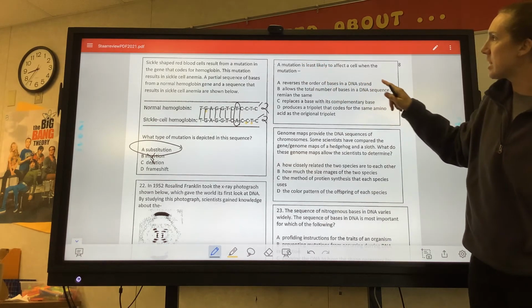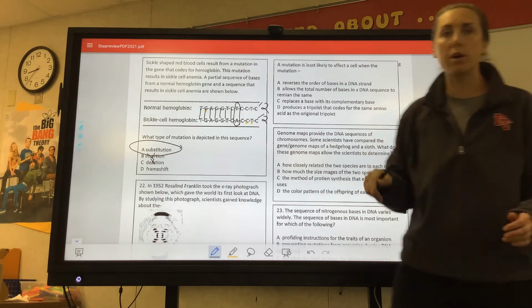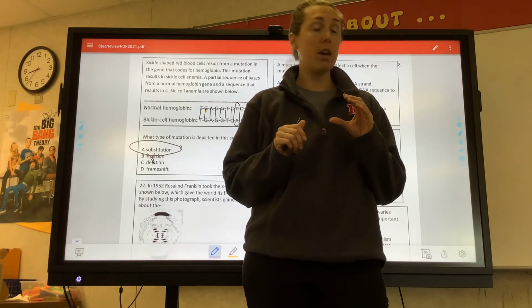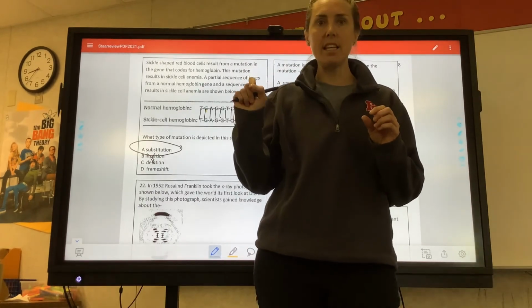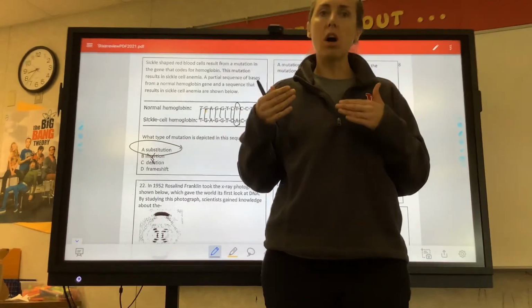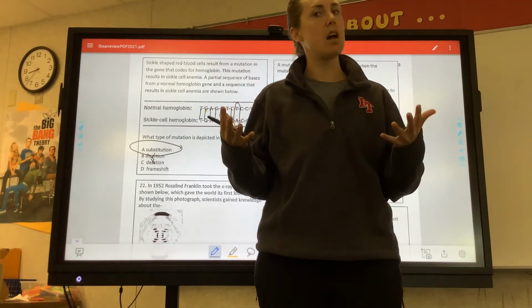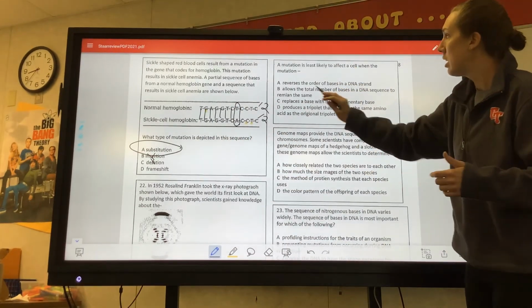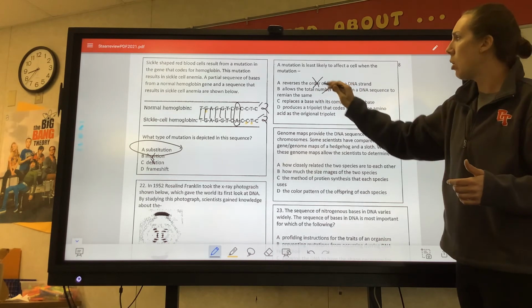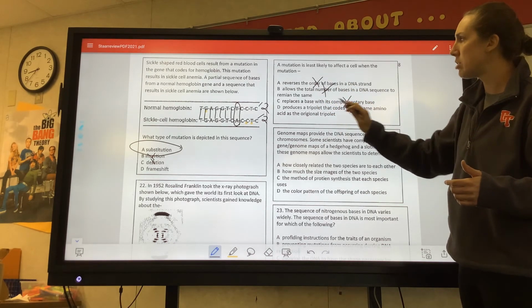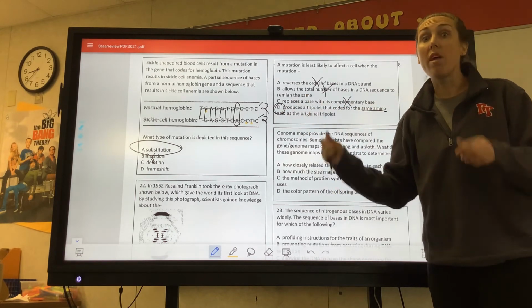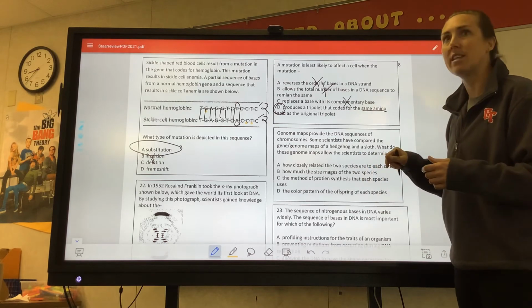A mutation is least likely to affect a cell when the mutation, okay? This is what I talked about, where if you code for AAA is lysine and then have a mutation AAC, but it's still lysine, as long as it codes for the same amino acid, it's not going to do anything. So does it reverse the order? No. Allow the total number of bases? No. Replace with a complementary base? No. Produces a triplet that codes for the same amino acid. So that's when you have the same amino acid.